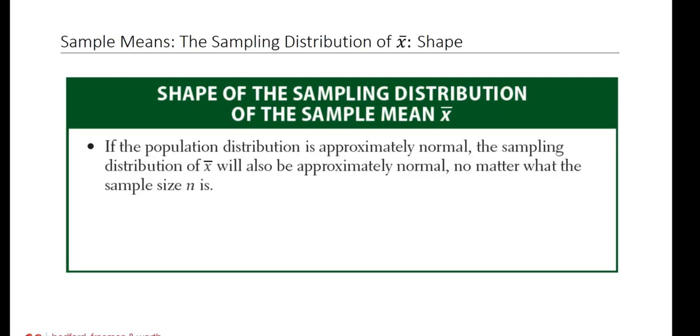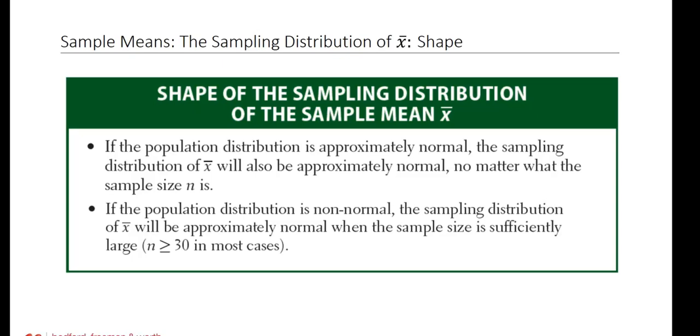If the population distribution is approximately normal, no matter what the sample size n is, what that's saying is you don't really need the central limit theorem, or you're using it in a different way, I guess. If the population's normal, it doesn't matter how big the sample size is, the sampling distribution will be normal, or approximately normal.